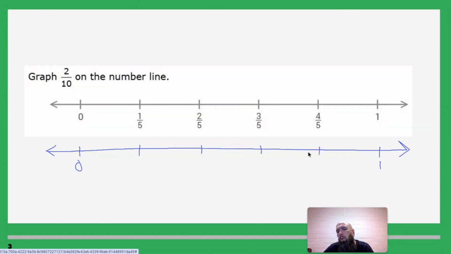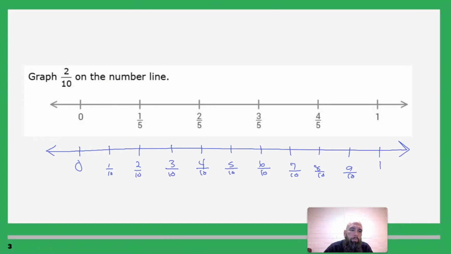So now I have 1, 2, 3, 4, 5 parts. Well, how can I turn 5 into 10? Split each part into 2. So cut each of these into halves, 2 equal parts. And now I have 1/10, 2/10, 3/10, 4/10, 5/10, 6/10, 7/10, 8/10, 9/10, and 10/10 is a whole.